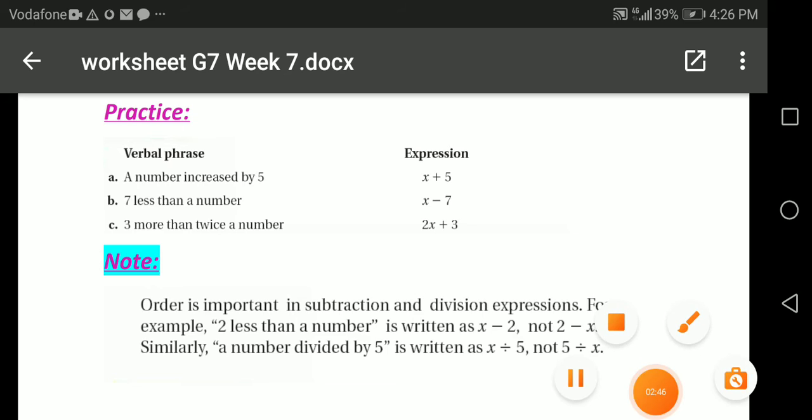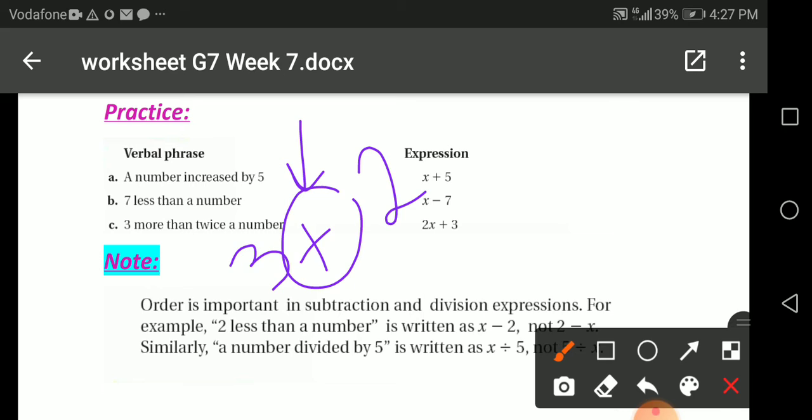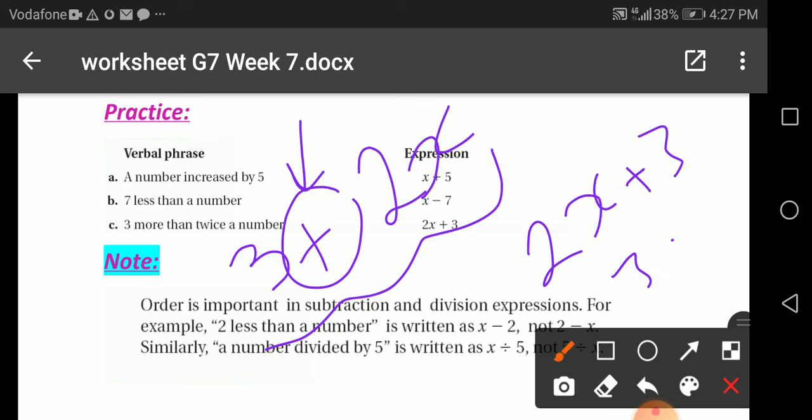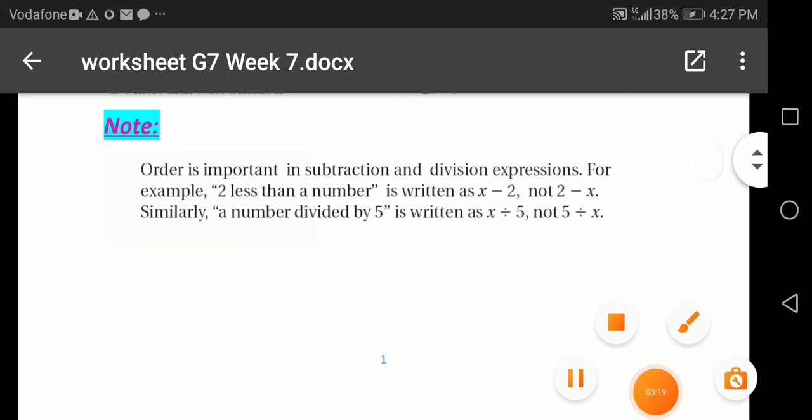What about when I say 3 more than twice a number? Twice means to double, 2 times a number. Let it be x this time. So it can be 2x plus 3 or 3 plus 2x. Why, Miss Dina, do we do so? Because we change places in the addition and the multiplication, and it doesn't change the value. Okay, this note is very important, please.